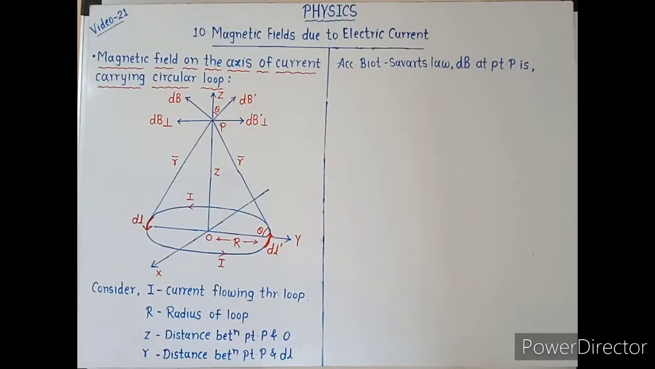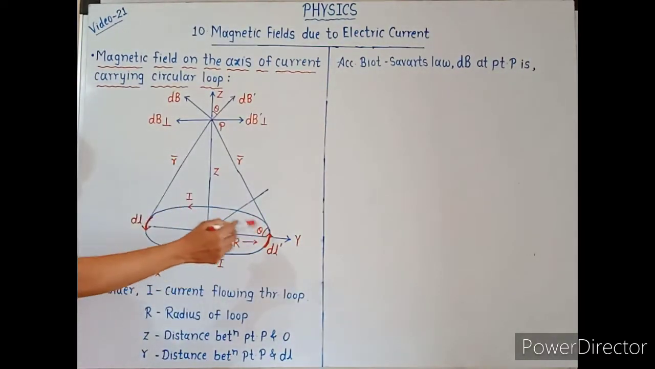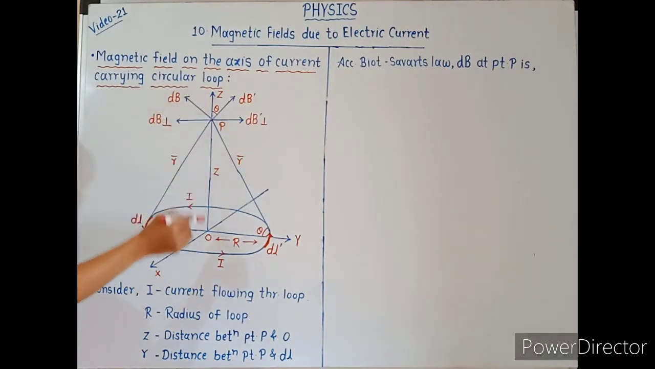We are studying lesson number 10, magnetic fields due to electric current. In the last session, we have calculated the magnetic field at the center of a circular loop. Now in this session, we will find out the magnetic field on the axis of this current carrying circular loop.